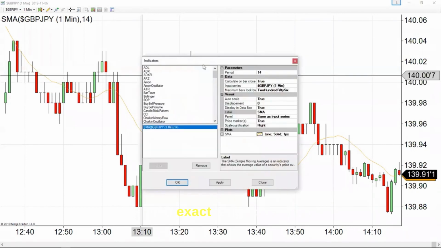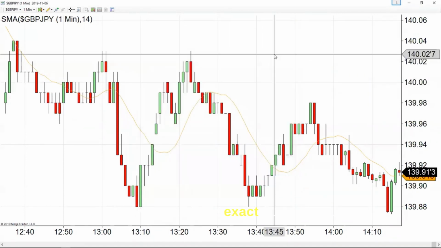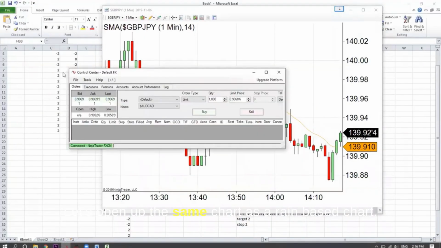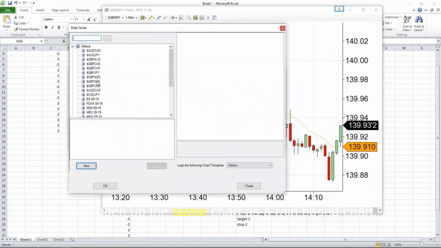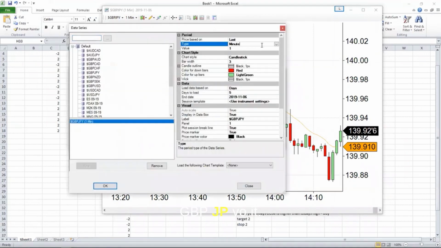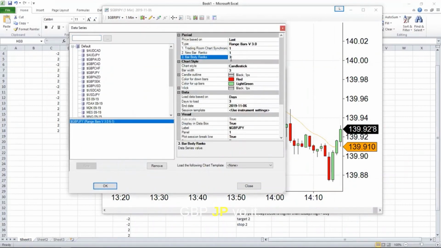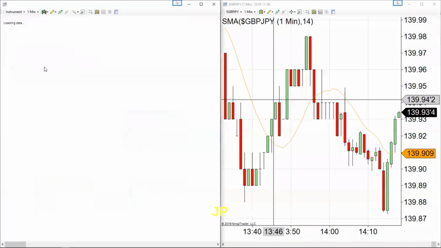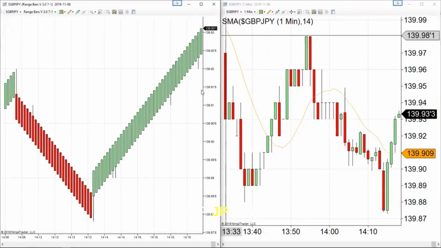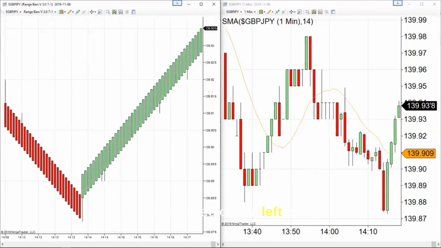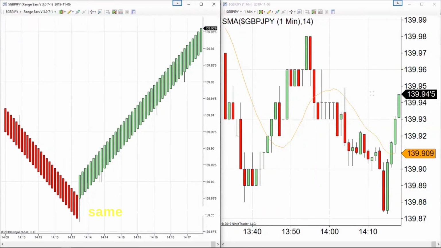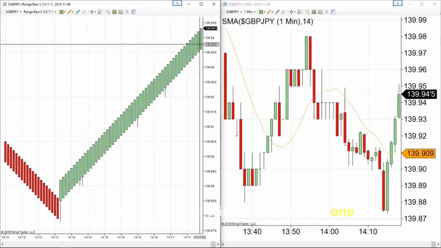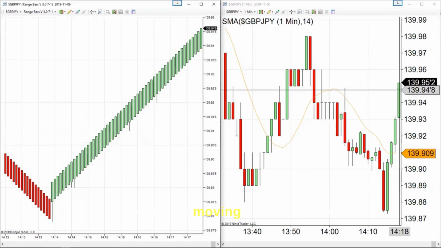You need exact range-based bars. That way you have exact fluctuations. Let's open up the same chart as a range-based chart. GBP JPY. And there we go, just let it load up. And there you go. As you can see, on the left is the same exact chart, but it's moving in ranges, in exact prices, whereas the one on the right is moving based on time.